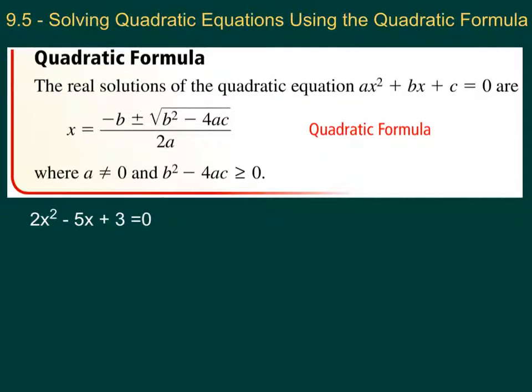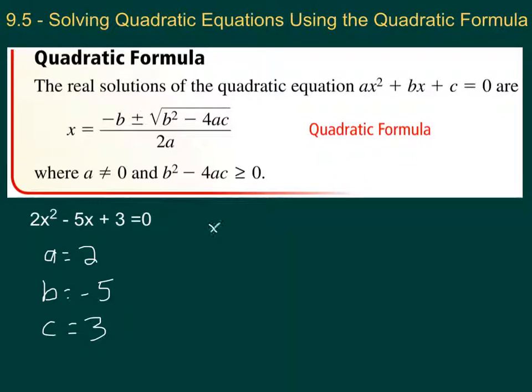All we have to do is identify its coefficients. So a is the coefficient of the x squared term, which is 2. b is the coefficient of the x term, which is negative 5. And c is, I'm sorry, just the constant, which is 3. Now we set that up because it equals 0. That's the key. We have to have it equal to 0 first. Now I just plug into my equation.